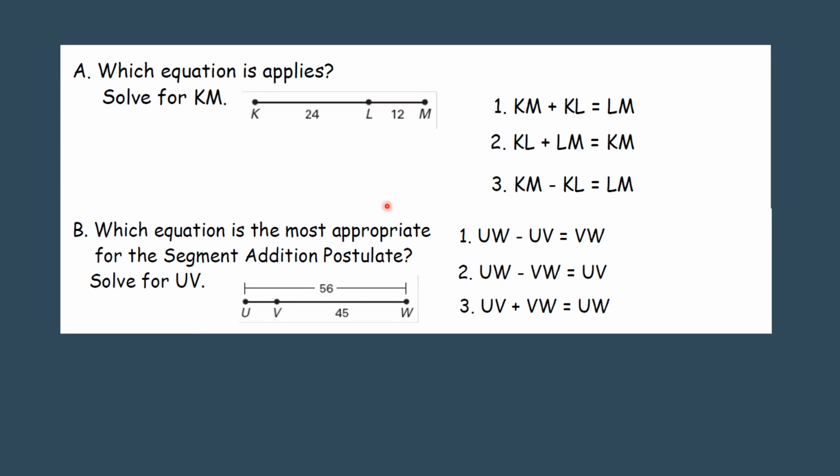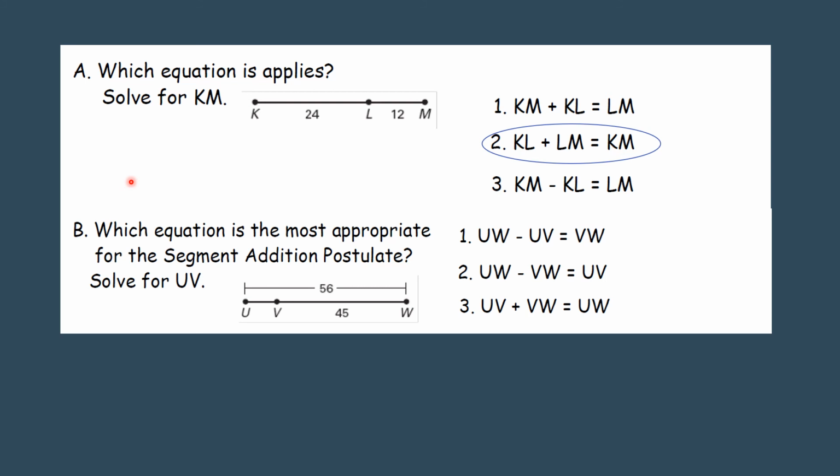Okay, so they all have the length of KM in them, so that was not a defining factor. I can tell you it's definitely not number 3. We do not have a segment subtraction postulate. It is not number 3. So we have to decide if it's 1 or 2. So K to L, the length of KL, plus the length of LM equals the entire length of KM. That's number 2. Okay, so let's look at B.